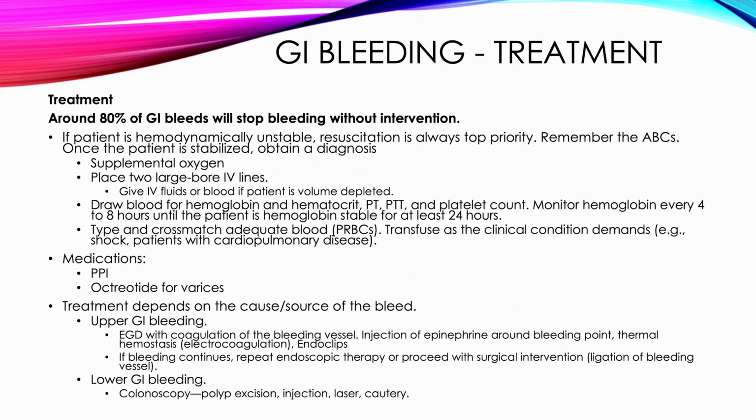So in upper GI bleeding, you can do an EGD, you can coagulate the bleeding vessel, inject epinephrine, or even do some thermal hemostasis or electrocoagulation. There's also clips that can be placed. And then, of course, last resort would be surgery. In lower GI bleeding, we start with colonoscopy. We can take out polyps, we can do injections, lasers, and cauteries to try to stop the bleeding that way.